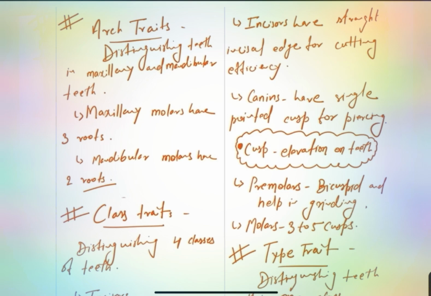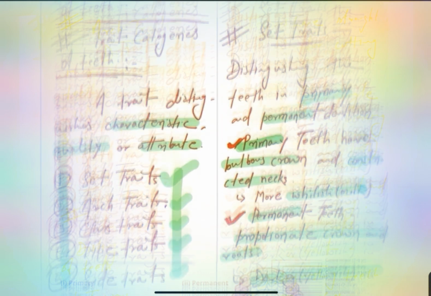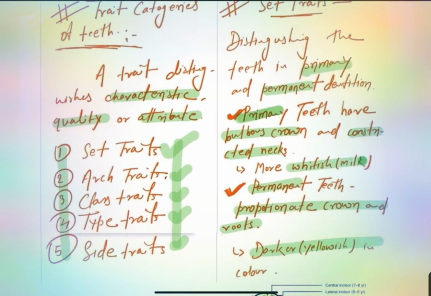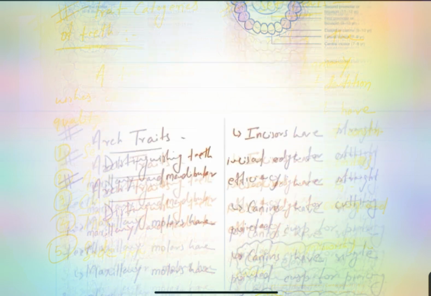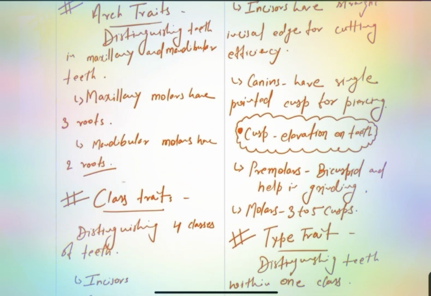It's all about distinguishing. Okay, so trait categories are what? They are actually counting the differences between different set traits, different arches, different classes, different types and different sides, if I summarize. So arch trait distinguishes the teeth in maxillary and mandibular teeth. How? For example, if you compare maxillary molars with mandibular molars, you will find maxillary molars have 3 roots and mandibular molars have 2 roots.